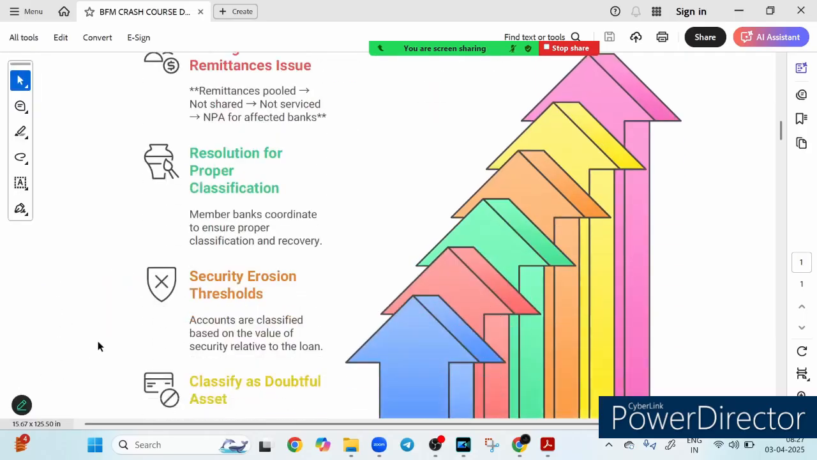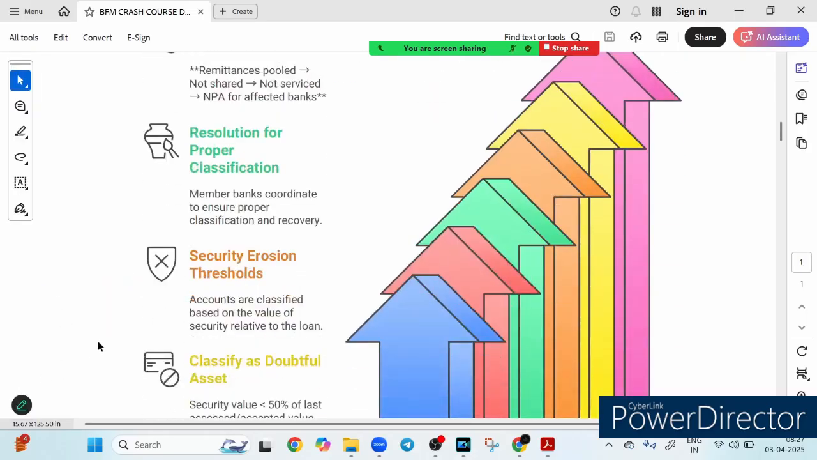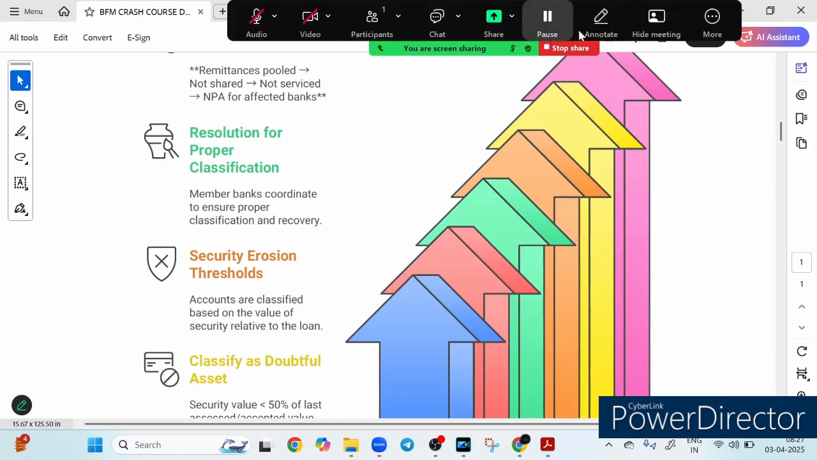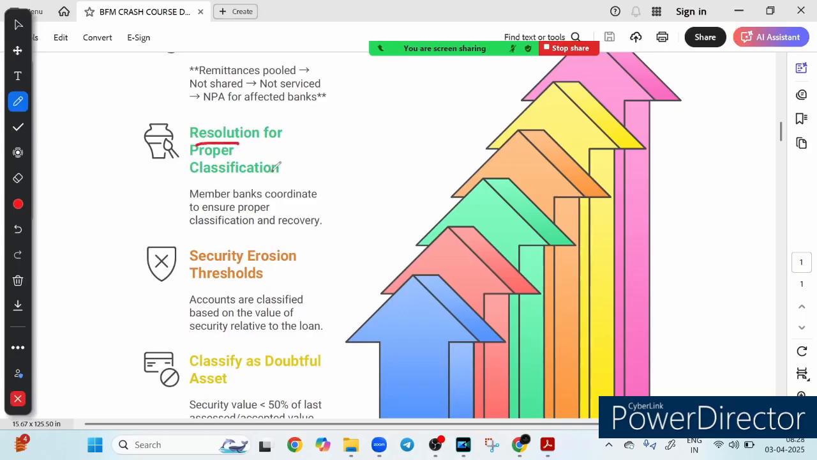Now friends, we have something called resolution for proper classification. It is important for all member banks to work together and resolve any issue related to asset classification. So this collaborative effort ensures that assets are classified correctly and all recovery actions are in line with the regulation.